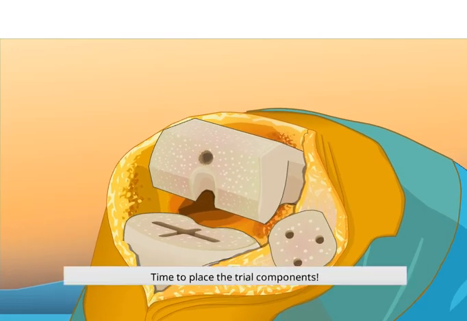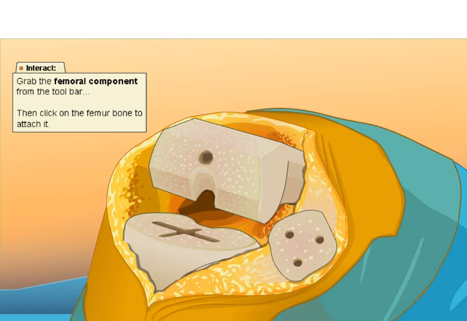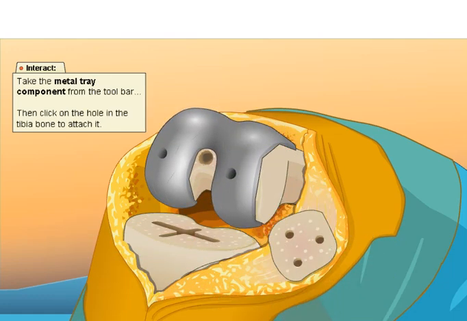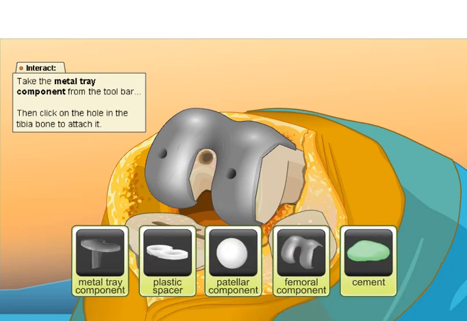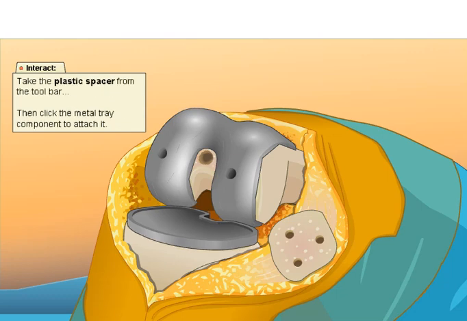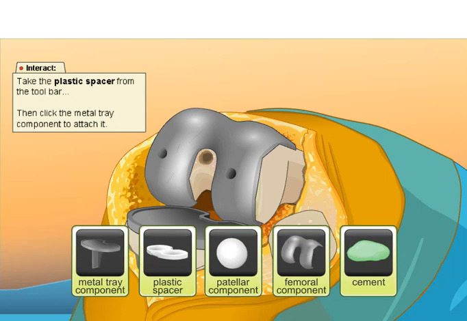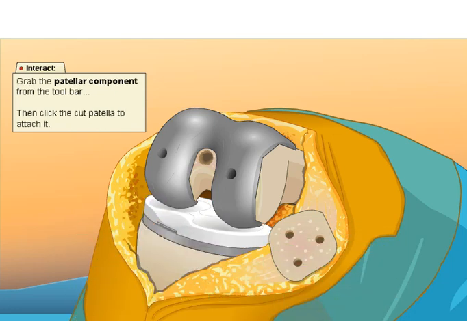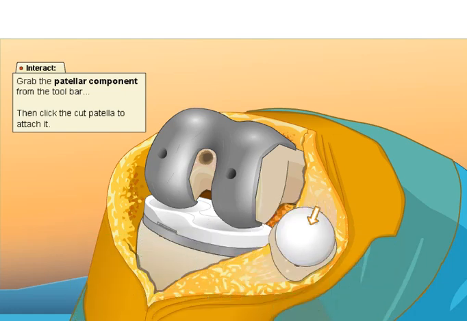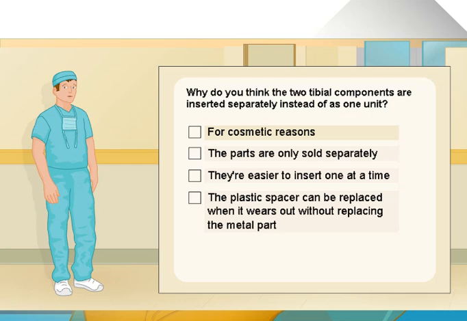Time to place the trial components. First, attach the femoral trial component. Attach the metal tray trial component to the tibia. Insert the plastic trial spacer into the metal tray component. Lastly, attach the patellar trial component. Why do you think the two tibial components are inserted separately instead of as one unit?